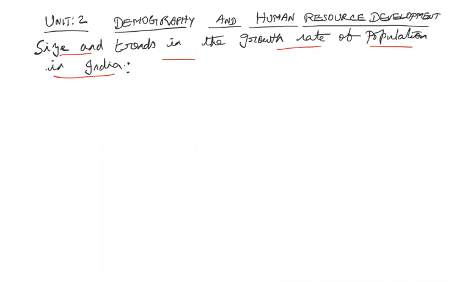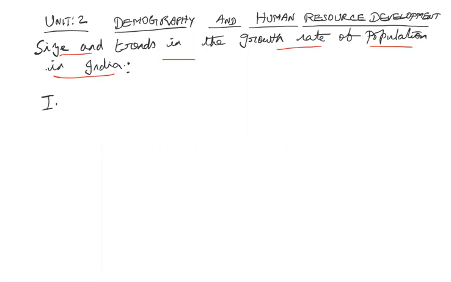So now in this class, we will check out with the data exactly what the growth rate of population was, and how the size and growth rate of population changed in India over a period of time. Everybody knows that India is the second most populated country in the world today.